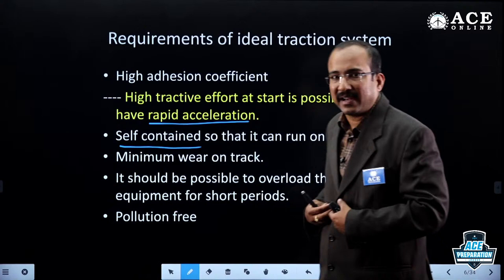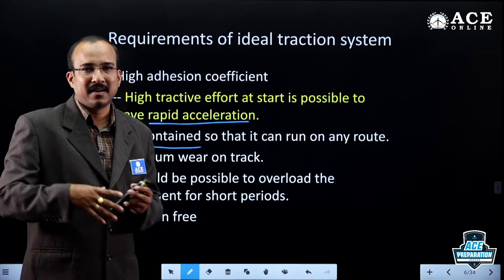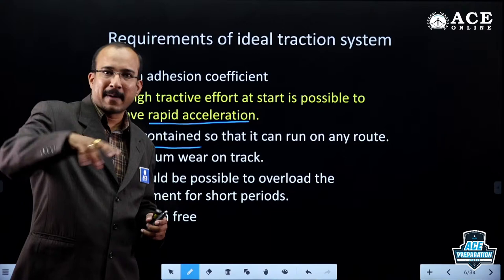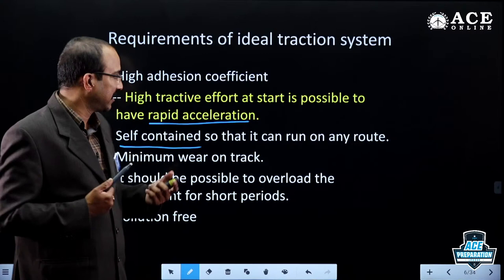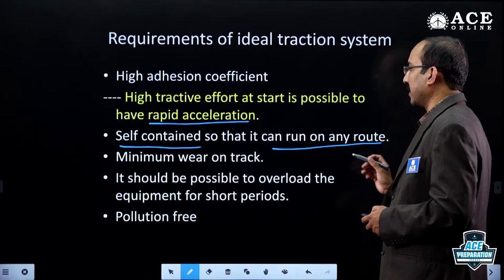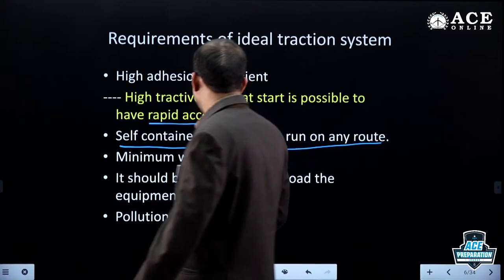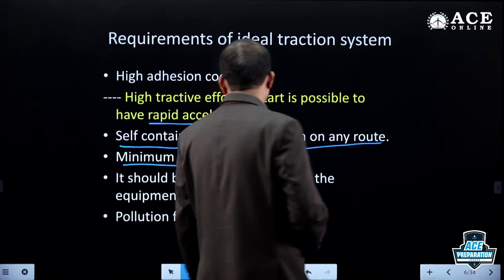So you can drive on your own route, but you cannot drive electric trains that way. They will drive only on their specified route. But if a battery-driven vehicle is there, then you can drive on your own way. That is an advantage. It is self-contained, so it can run on any route. And there should be minimum wear on track.